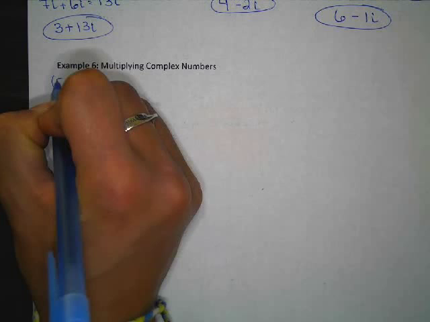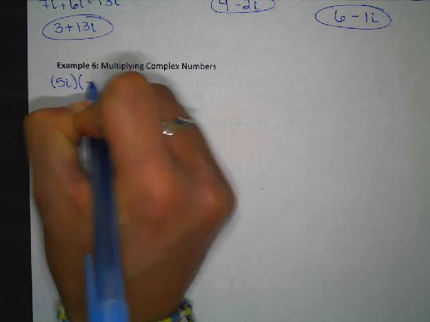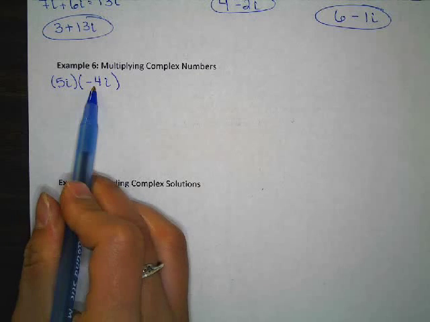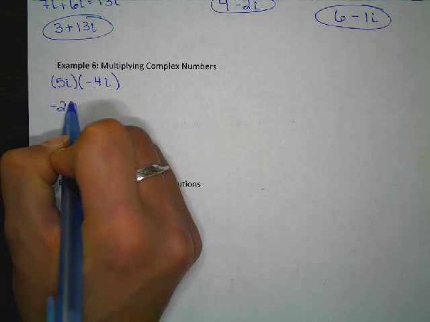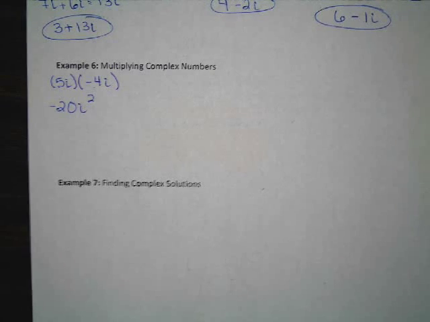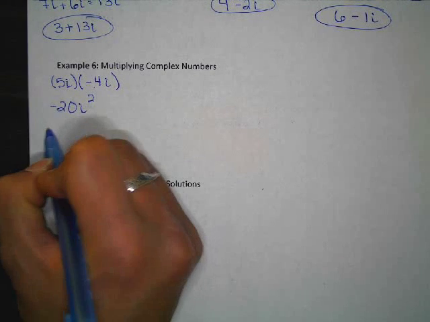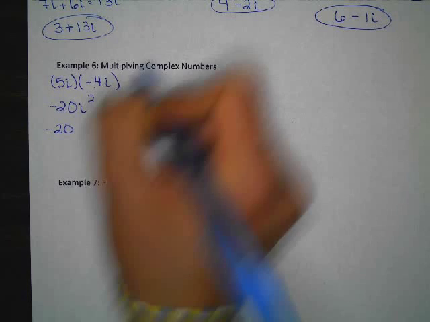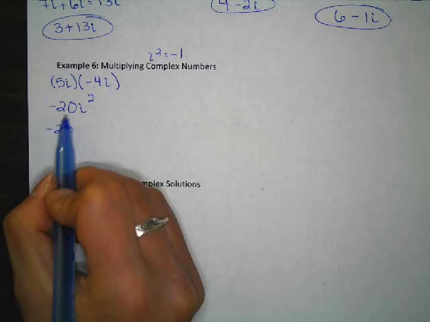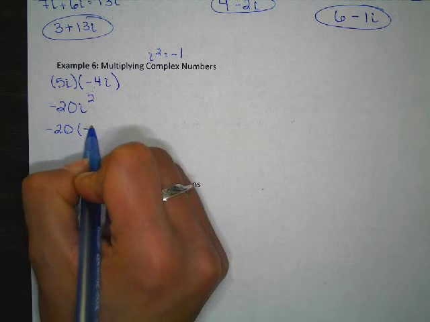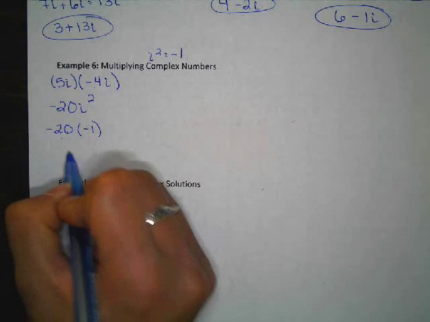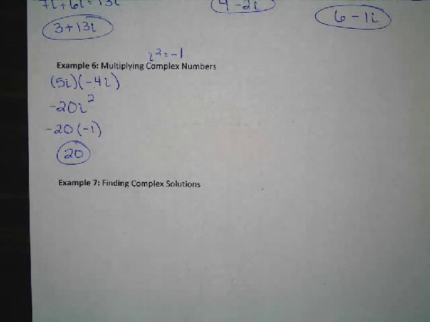So let's say we have 5i times negative 4i. Well, 5 times negative 4 is negative 20, and i times i is i squared. Now you have to remember that i squared is the same as negative 1. So we have negative 20, and i squared is negative 1. So negative 20 times negative 1 gives us a positive 20.